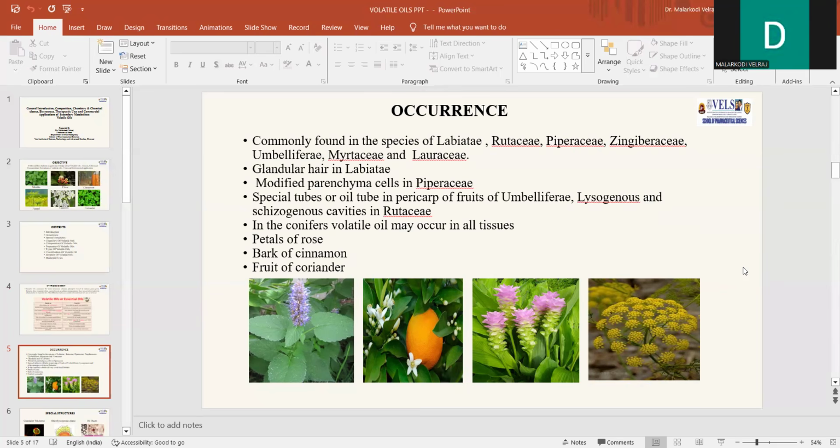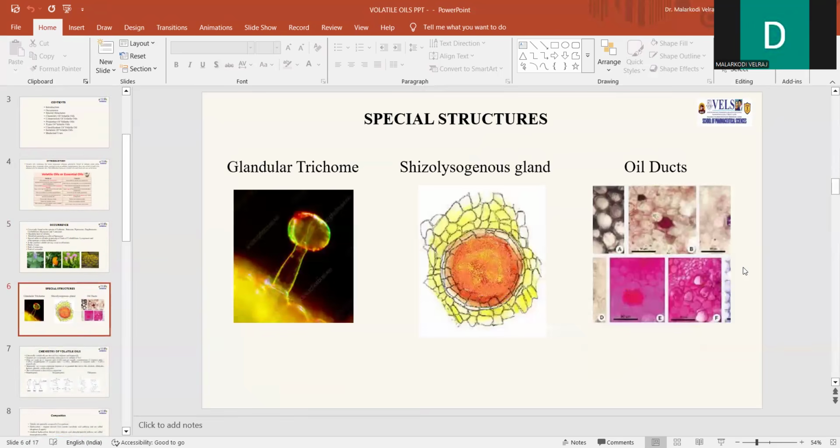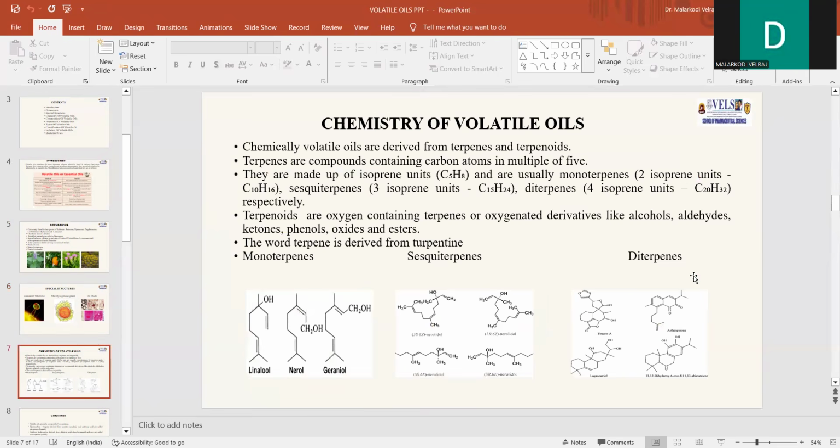In the conifers, volatile oils may occur in almost all the tissues. In rose, they occur in petals. In case of cinnamon, they occur in the bark part. In coriander, they occur in the fruits. The special structures: these are some of the special structures where the volatile oils are present, like glandular trichomes, lysigenous oil glands, and specialized oil ducts.